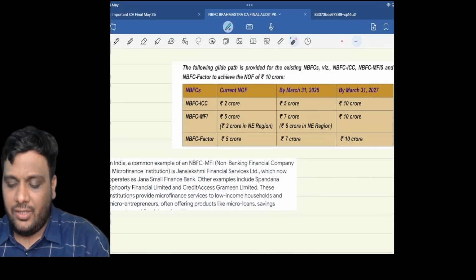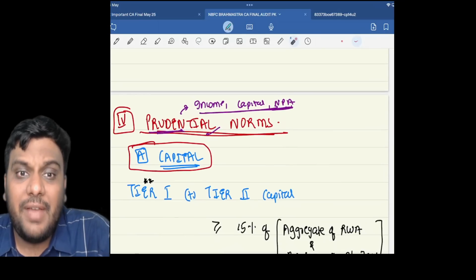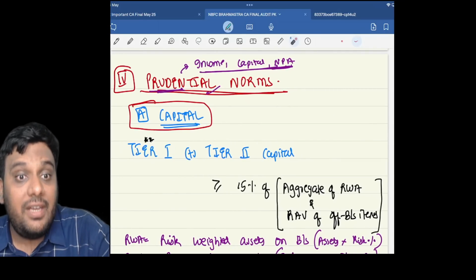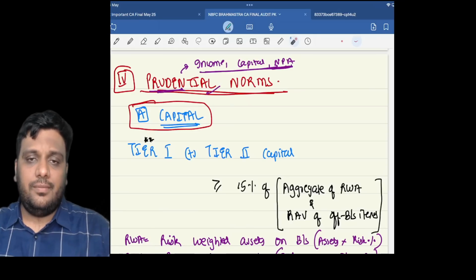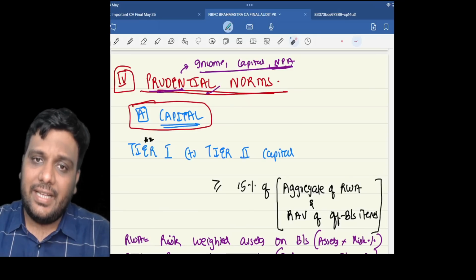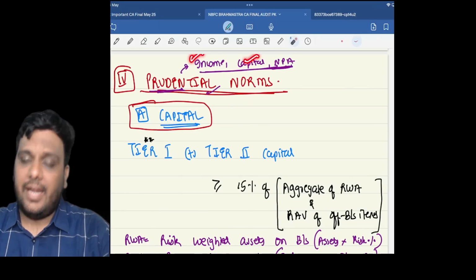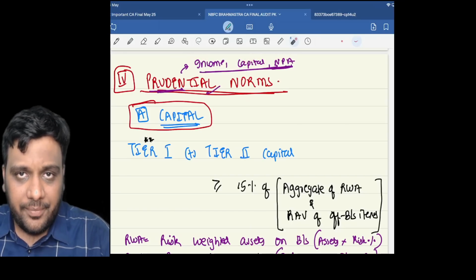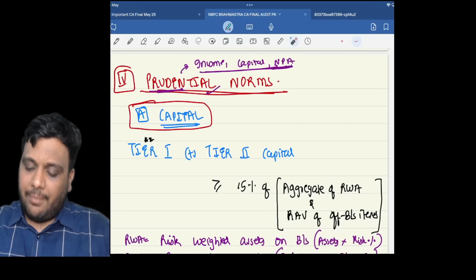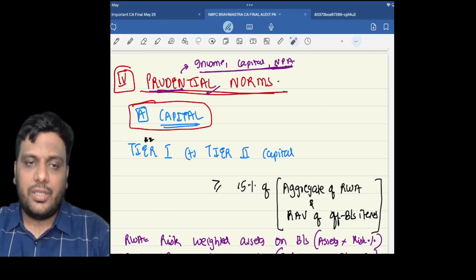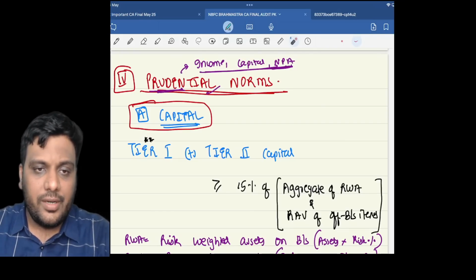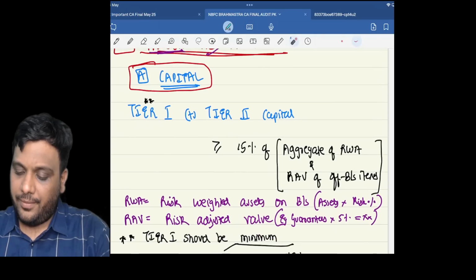Now, the next thing is prudential norms. Very, very sensitive and very important because students are struggling with this. When I say prudential norms, it means RBI guidelines for income, capital and non-performing asset provisioning. First, let us talk about capital. Everyone stay focused. There was one MTP question which has created lots of trouble in the student circle. So everyone please focus.